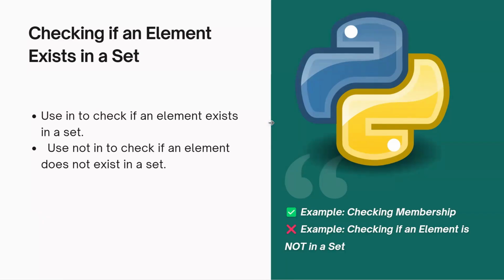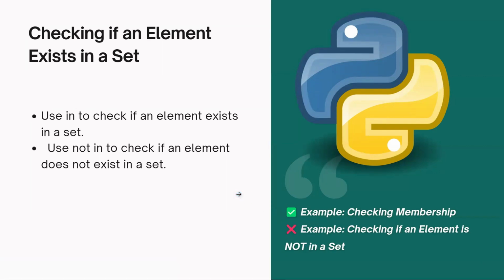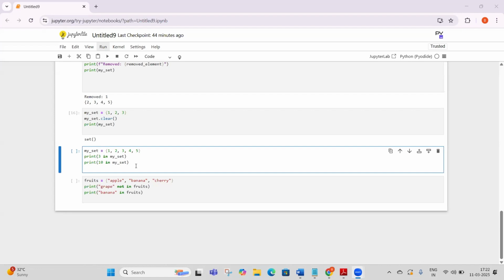Next one is checking if an element exists in a set. Here we are using in and not in to check if an element exists in a set or not. We can check if an element is present in a set using the in or not in keywords. So these are the two which I am discussing right now. Now let's see practically how we can check if an element exists in a set. So these are the examples.